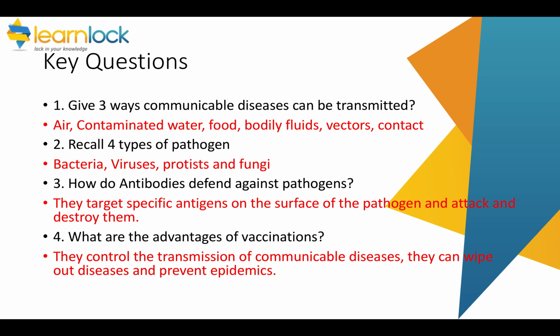How do antibodies defend against disease? Well, they are produced from white blood cells, or B lymphocytes, and they target specific antigens on the surface of the pathogen and attack and destroy them. What are the advantages of vaccinations? Well, they control the transmission of the communicable disease, they can wipe out the disease completely, and they can prevent epidemics.